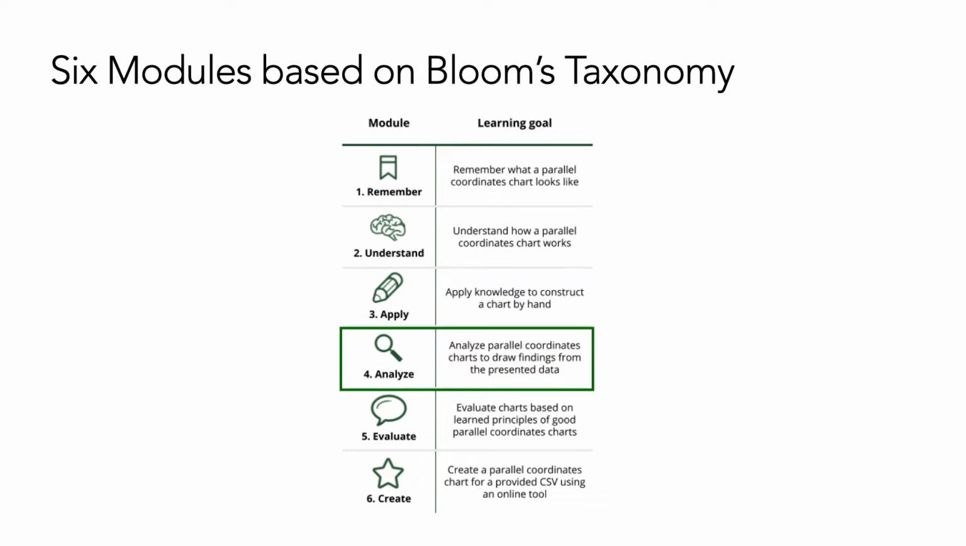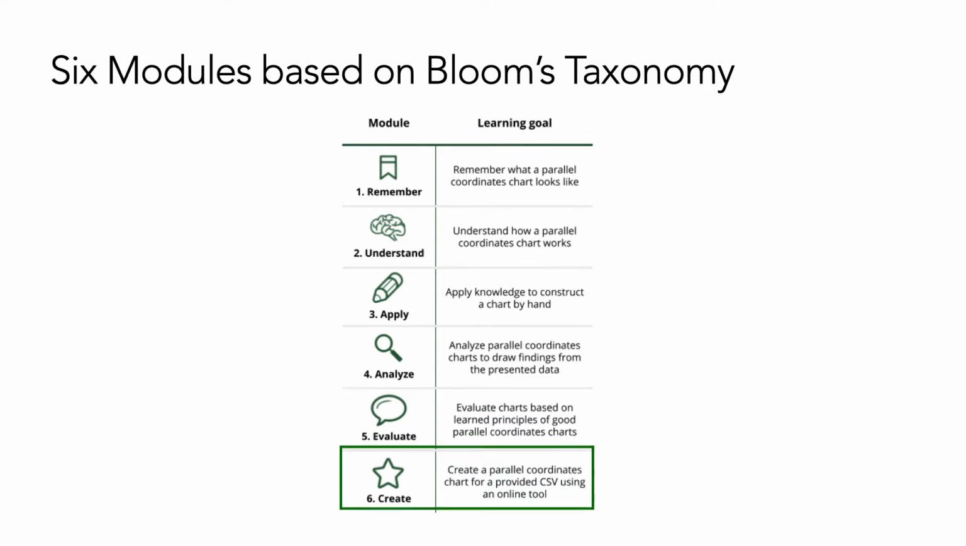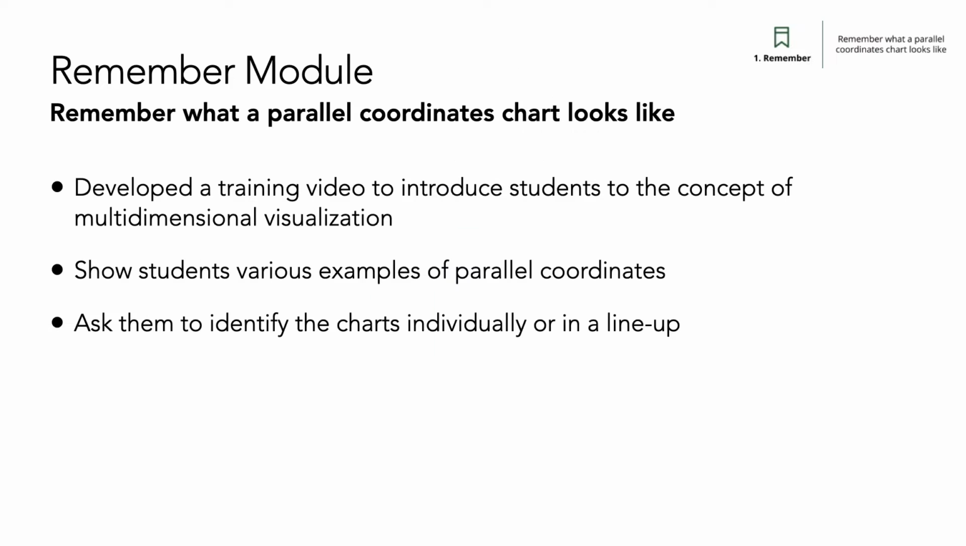The fourth module requires students to read parallel coordinates charts correctly and answer questions based on them. The fifth module asks students to critically evaluate charts. The sixth module requires students to create a chart using online tools given a real-world dataset. We now discuss the details of each module.